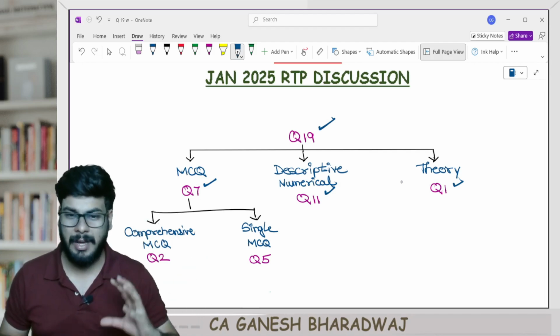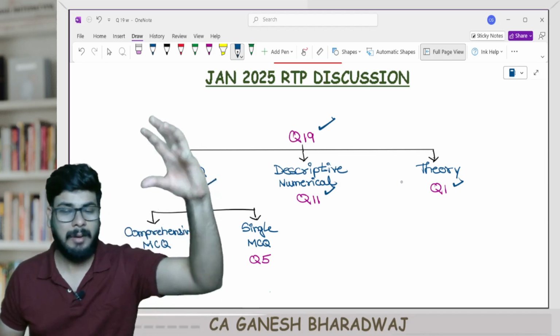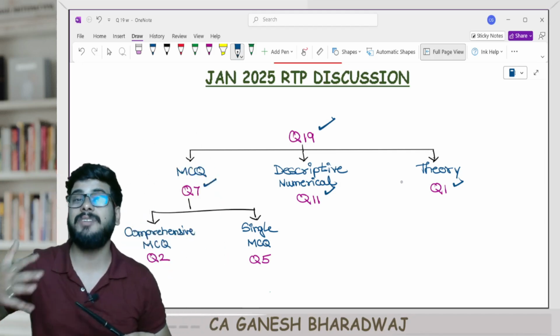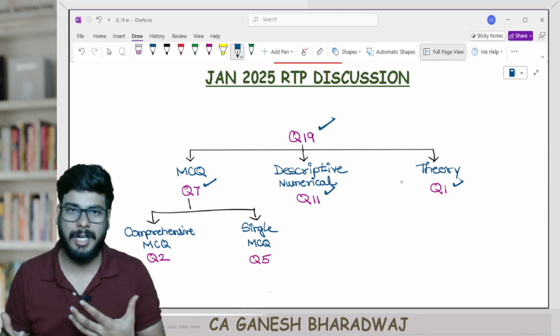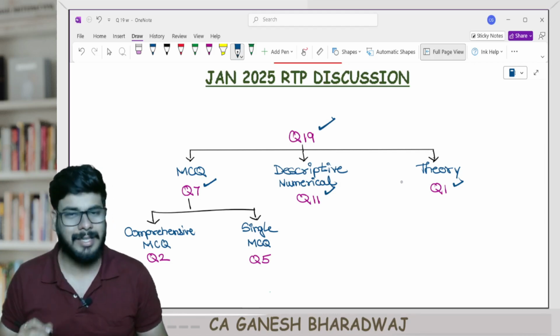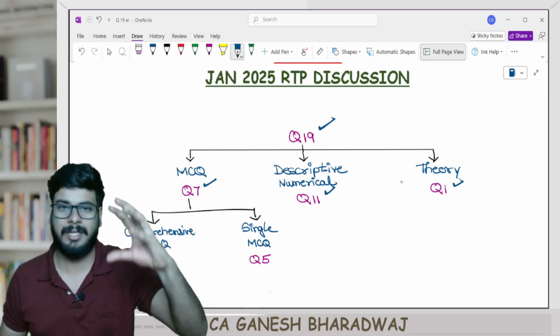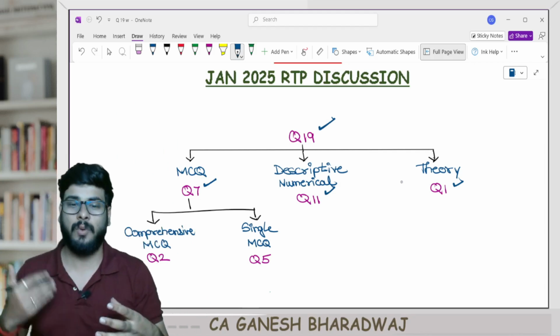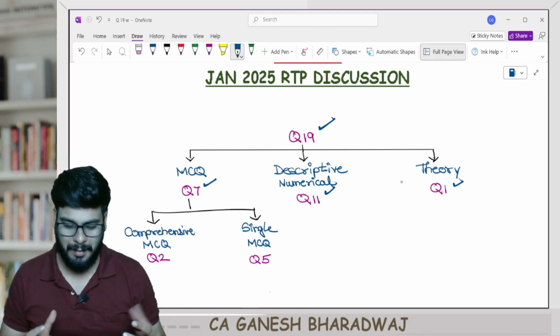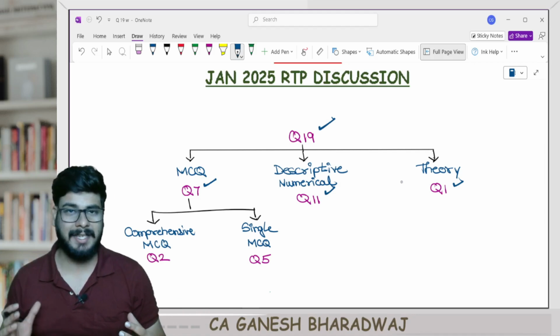By comprehensive MCQ, I mean that from a single case study, they ask 5 different MCQ questions, with 4 options under each of the questions that you need to do. But a single MCQ is from a single passage, that is from a single case study, they ask only 1 MCQ. This is what I mean by a comprehensive MCQ and a single MCQ.